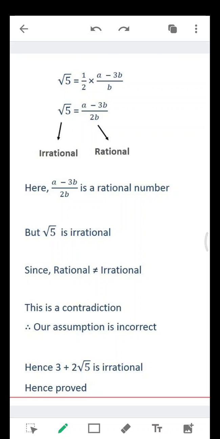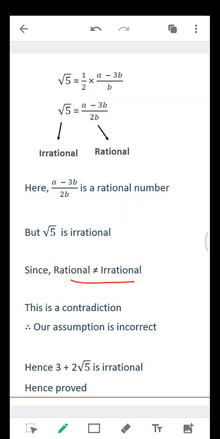This a minus 3b by 2b will be rational. Just now I said you can take any value for a and b and simplify it, you'll get a rational number. And we already proved yesterday that root 5 is irrational. In the last session we proved root 5 is irrational. So can rational be equal to irrational? It's impossible. So here a minus 3b by 2b is a rational number, as I said, and root 5 is irrational. So a rational number can never be equal to an irrational number, just like an even number cannot be equal to odd.